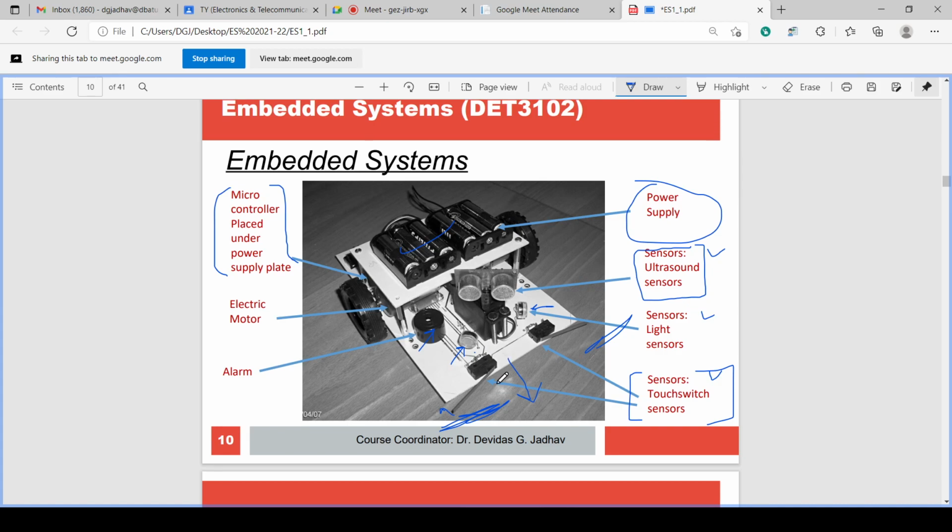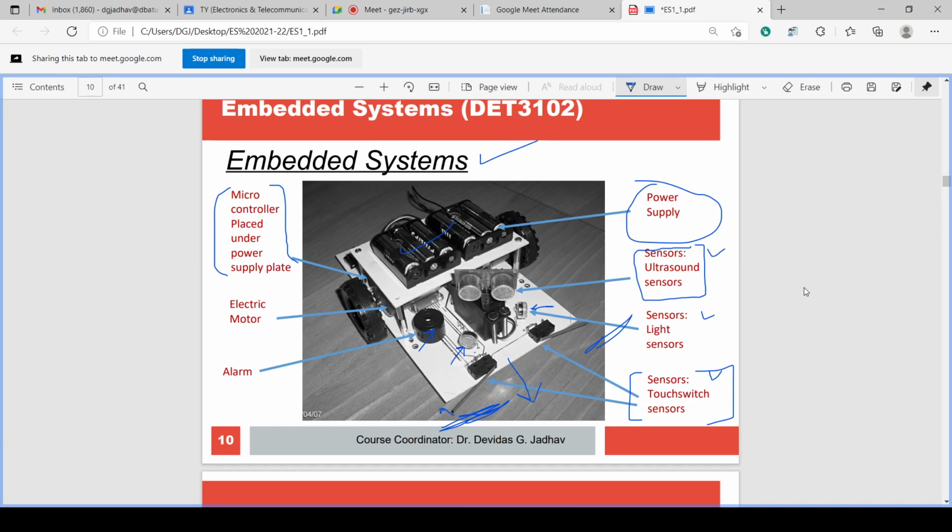It is very simple. It just closes the switch by pressing the metal plate. So the metal plate is flexible. So these are the 2-3 sensors. Alarm is there, then a power supply, which is used for running the motor, and a microcontroller, which controls all the activities. So this is one of the examples of an embedded system, which is a robotic buggy.